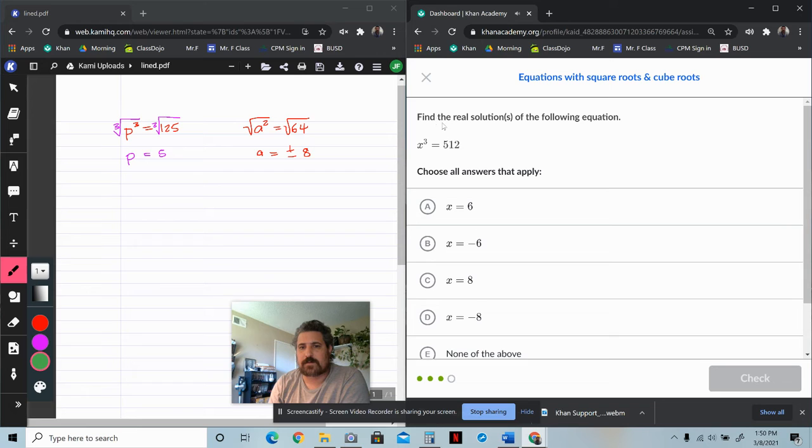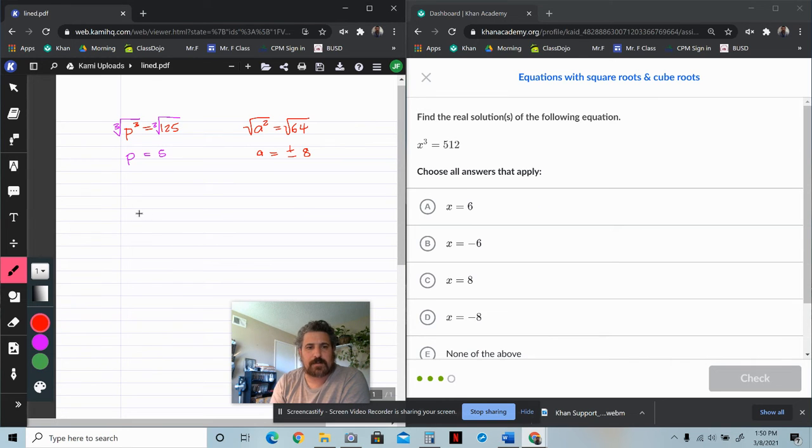All right, and for this one, it says find the real solutions of the following equation: x to the third equals 512. So once again, you'd write this out as x to the third power is equal to 512. To undo to the third power, you take the cube root of both sides. The cube root of x to the third is x, and the cube root of 512 is the answer for x. So we're really looking for the cube root of 512.